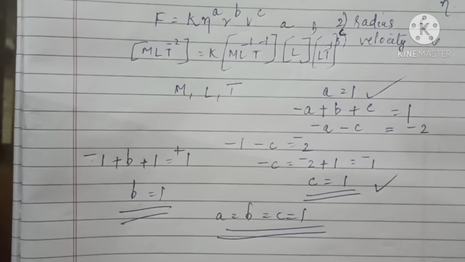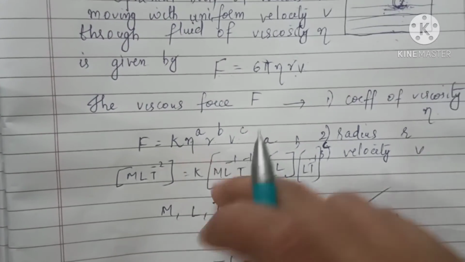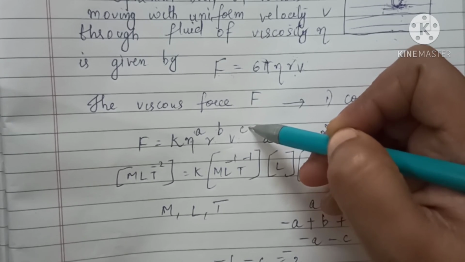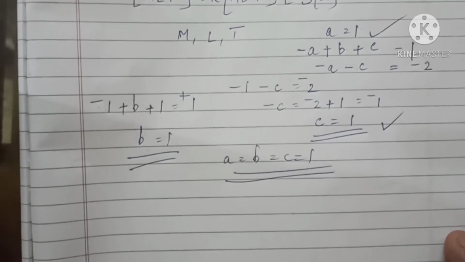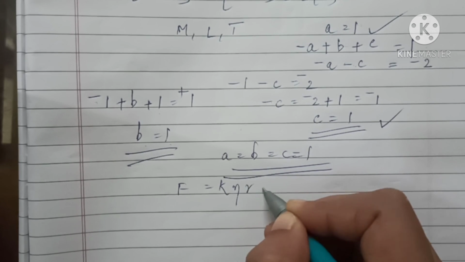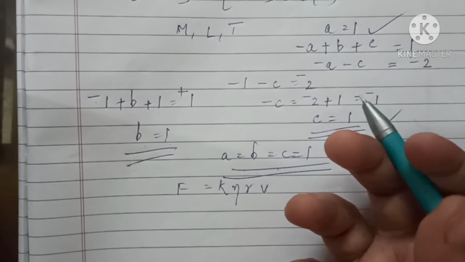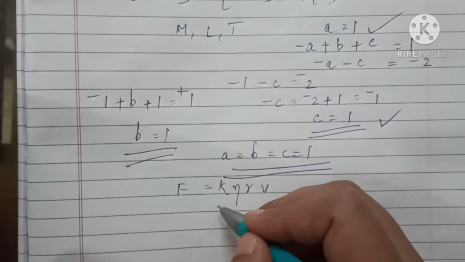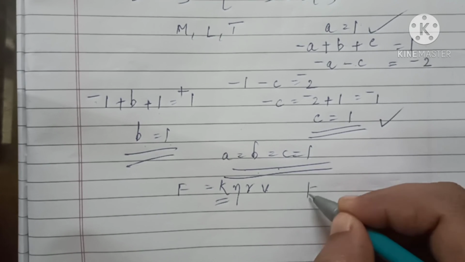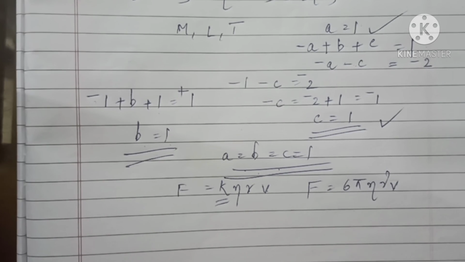Now you can put the value in the above equation, where for a, b and c you can put the value. So this equation will turn to F is equal to K eta r v. Eta raised to 1, r raised to 1, v raised to 1. Understand? Now for a small sphere, this K is found to be equal to 6 pi. So F is equal to 6 pi eta r v. Clear? So this proves Stokes' law.